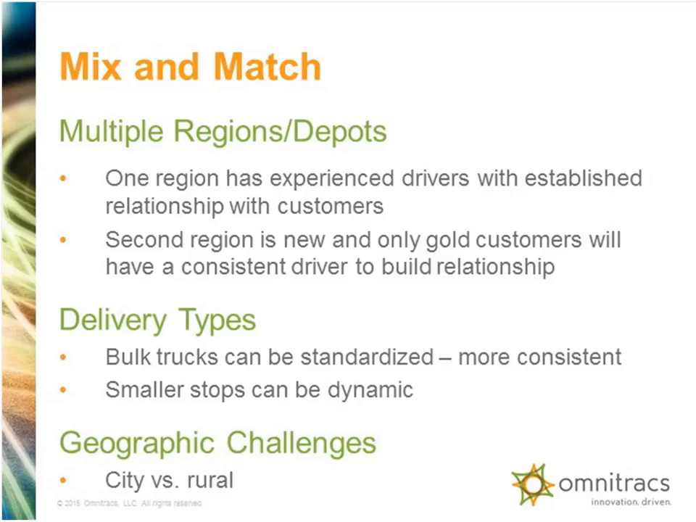Delivery types. A number of my food service customers do bulk deliveries as a standard route because they're more consistent. They know each store is going to order the same amount each week, so they're able to do that. The smaller stops, like the convenience stores and the restaurants, you never know what they're going to order because it's based on what they sell. So you can use them as a true dynamic route and let them do the orders as they come in.